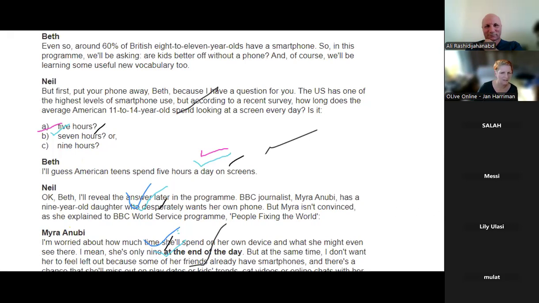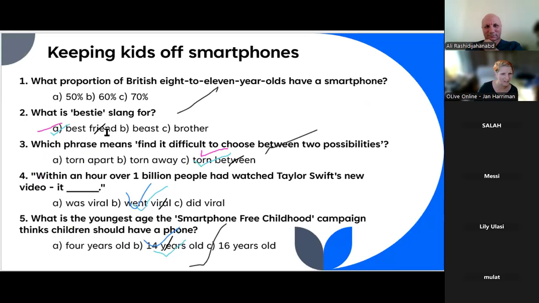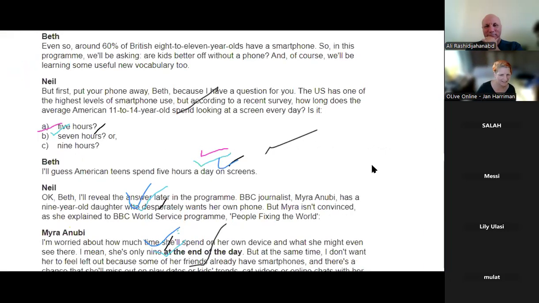Let's see. As far as our vocabulary, I think we were spot on with that. I'm really proud of you. Well done. So bestie is definitely a best friend. Torn between two choices. That's really bad. Or two opposing forces. And of course, when something has gone viral, in the past, it went viral. Very good. And yes, let's see. Let's double check that age.